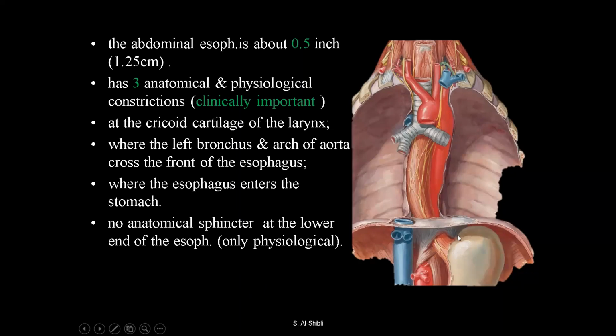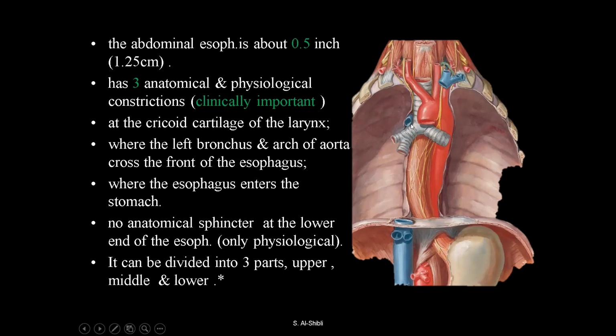Okay. Actually, there is no anatomical sphincter at the lower end of the esophagus, only physiological. So what do we mean by anatomical sphincter? An anatomical sphincter is a thickening of muscle, like what we will see in the stomach, in the pyloric sphincter, a real thickening of the muscle. But here, there is nothing abnormal in the muscle; it is physiological, although it is patent, not an anatomical sphincter.